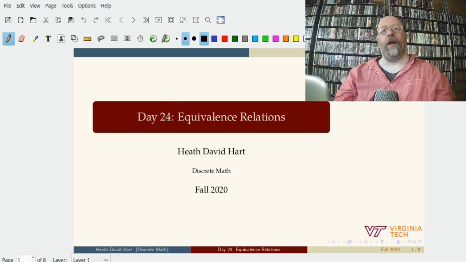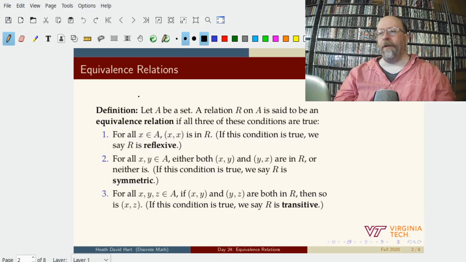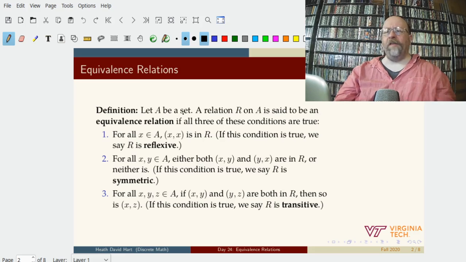This is a section on equivalence relations. We talked about these at the end of class last time. Let's just go through the definition again. We have a set A, and we have a relation R on A. What this is saying is that R is a subset of A cross A, so it contains ordered pairs where both elements of the ordered pairs are in A.